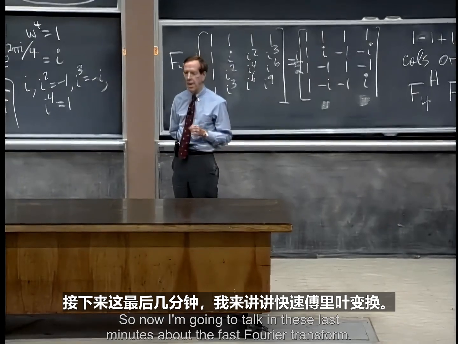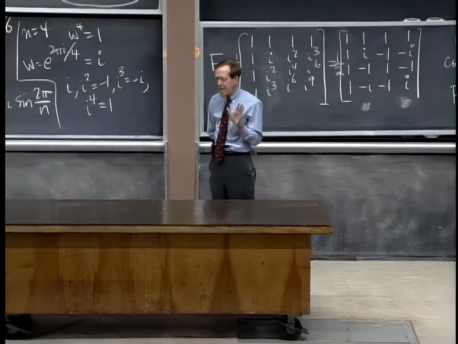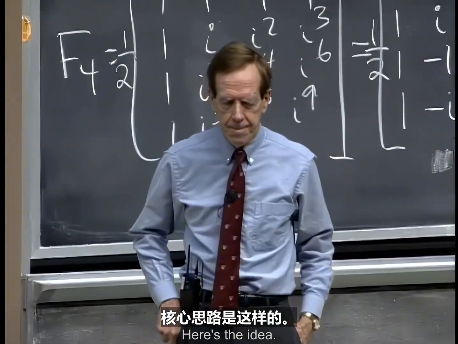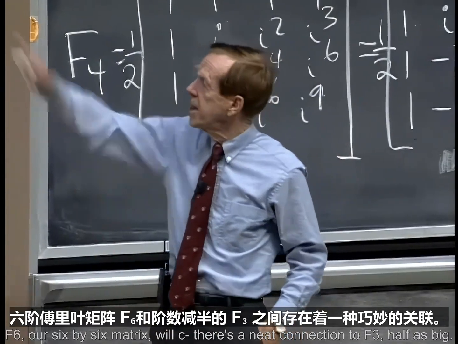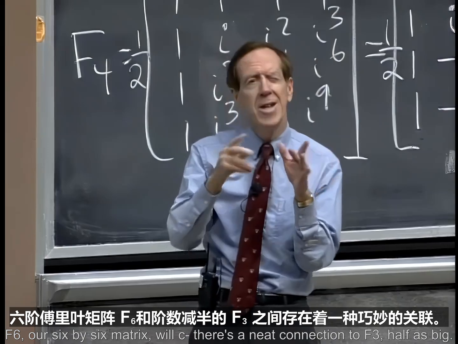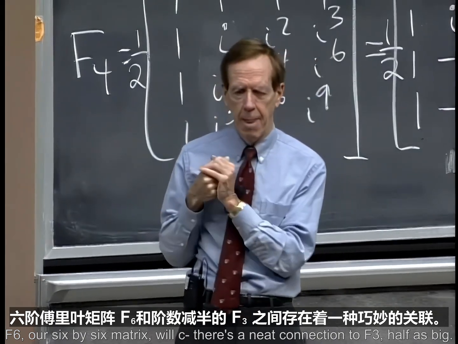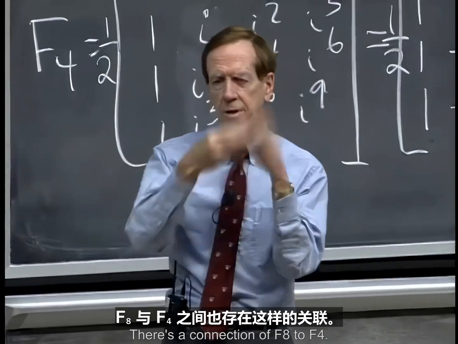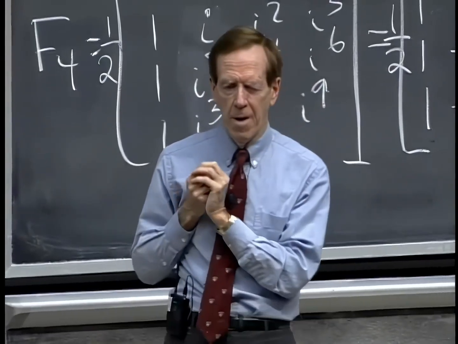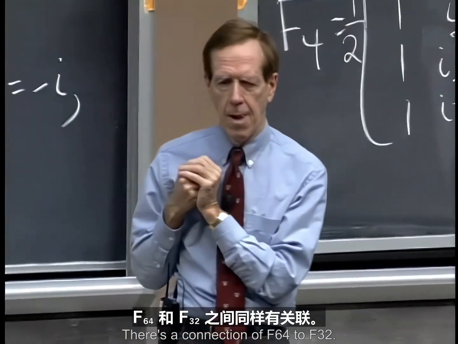Last minutes about the fast Fourier transform. Here's the idea. F6, our 6 by 6 matrix, there's a neat connection to F3, half as big. There's a connection of F8 to F4. There's a connection of F64 to F32.